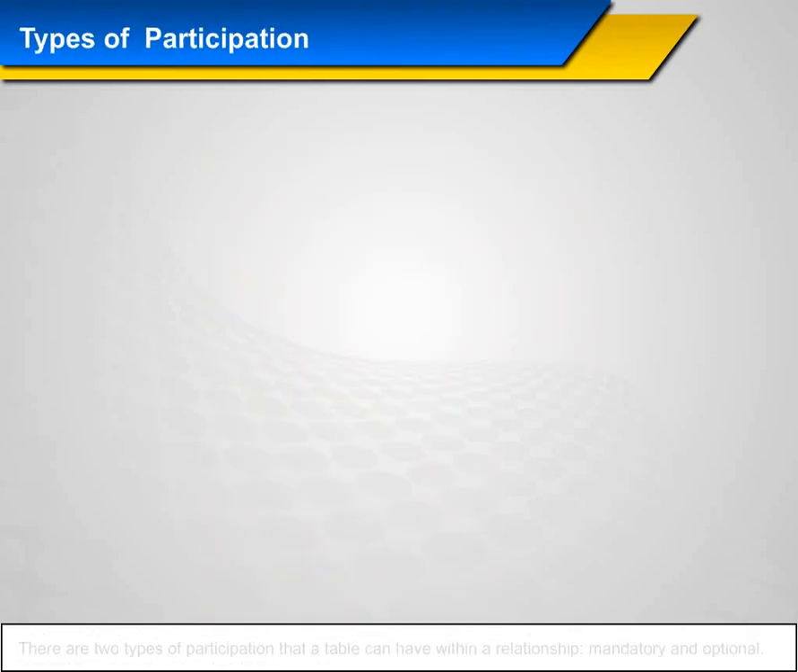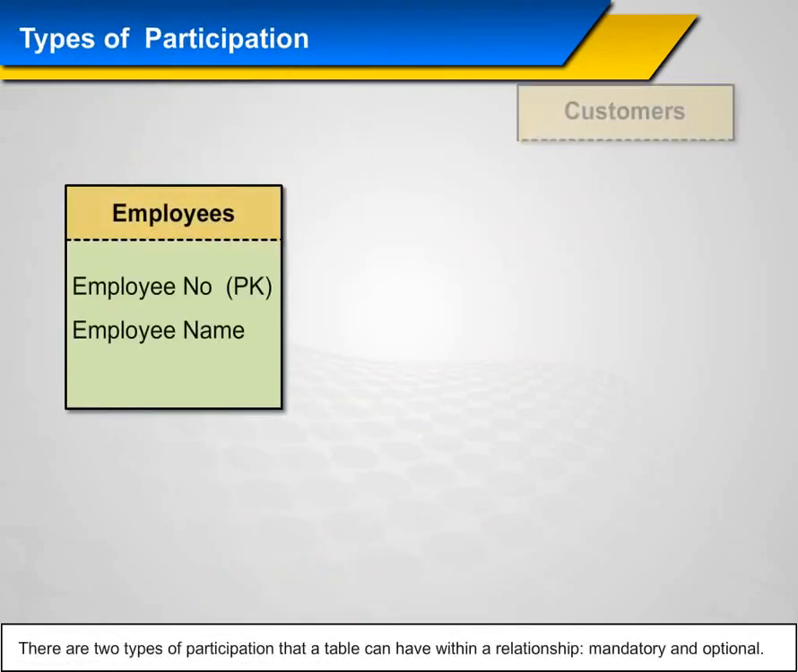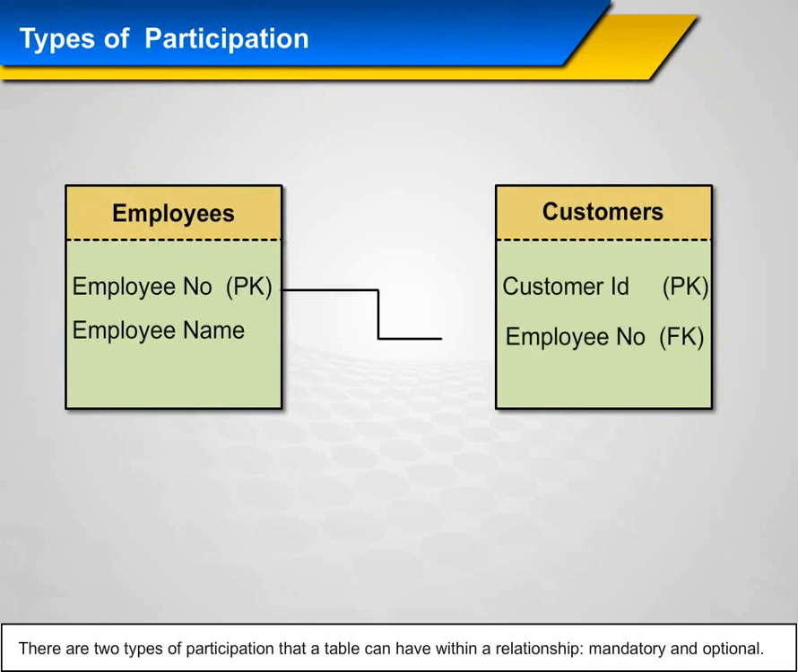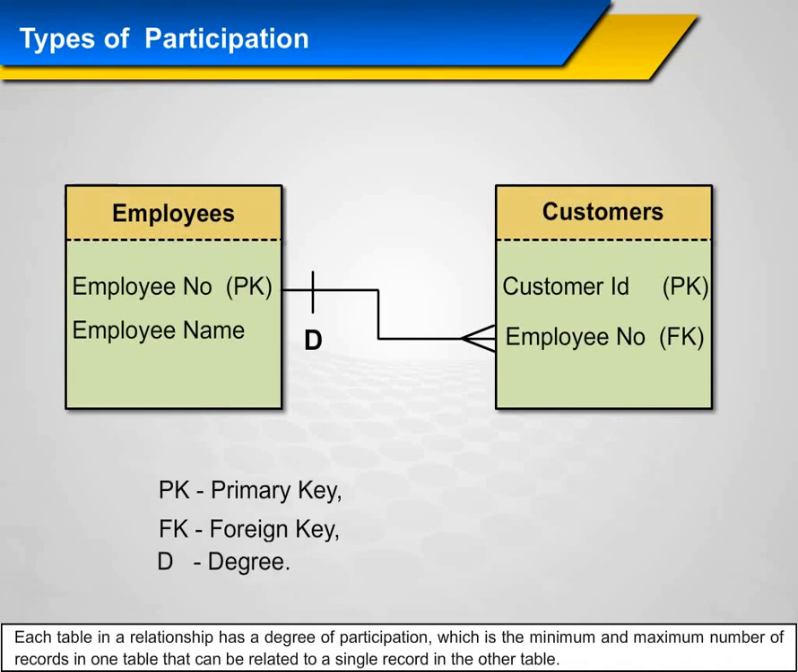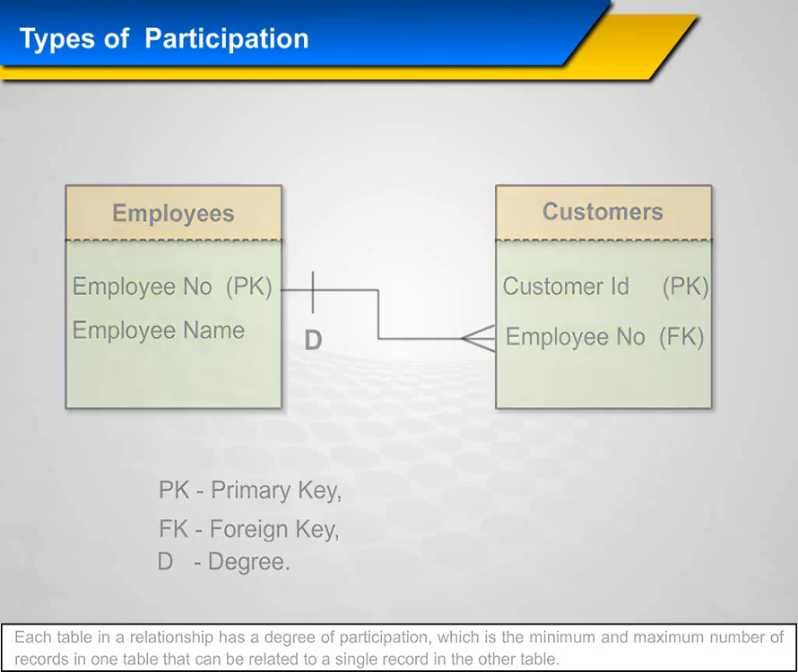Types of participation. There are two types of participation that a table can have within a relationship: mandatory and optional. Each table in a relationship has a degree of participation, which is the minimum and maximum number of records in one table that can be related to a single record in the other table.